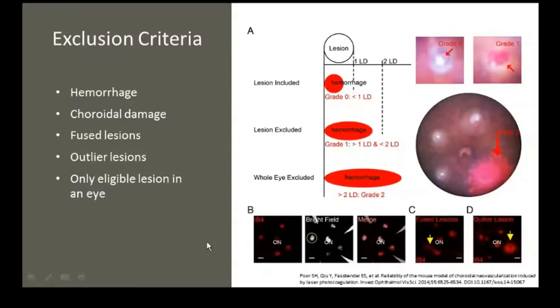The other 3 types of exclusion lesions are fused lesions, outlier lesions, and the lesion which is the only one eligible lesion for statistical analysis among all lesions in one eye. About the outlier lesions, the IOVS paper by Stephen Paul gave a very detailed introduction. Generally speaking here, there are lesions that are too big, over 5 times larger, or too small, less than 1/5. For detailed information about the outlier lesions, you can check our paper or this IOVS paper.